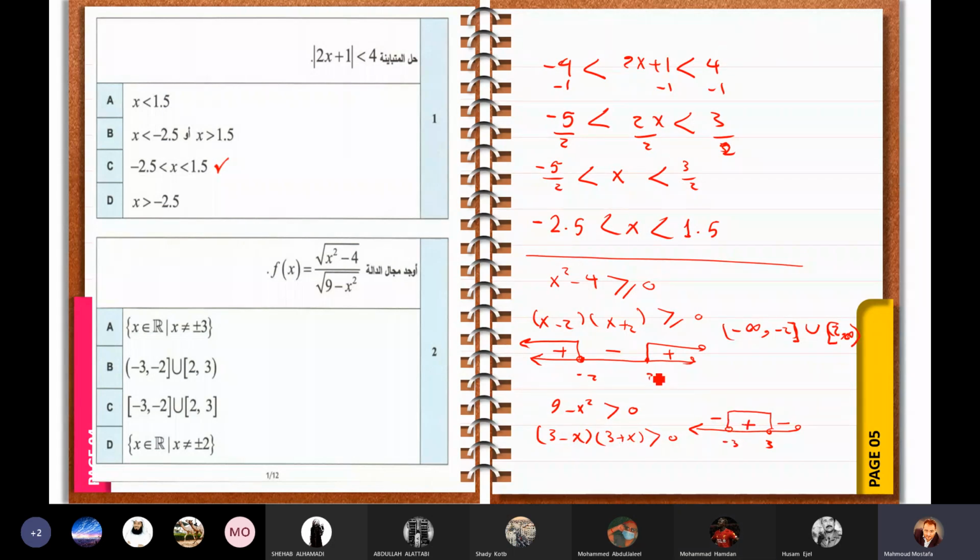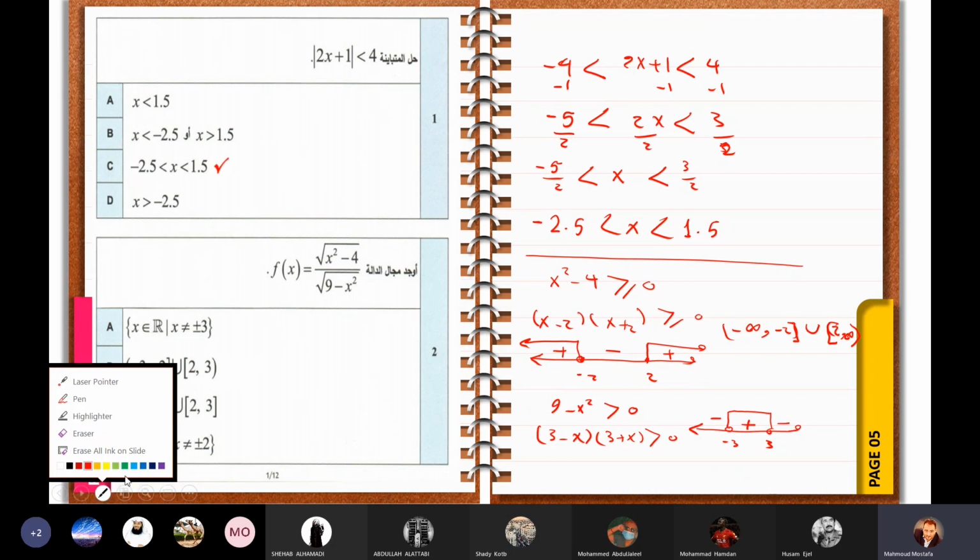Okay. Can we put both together to find the intersection? Okay. Just I will change the color. 1 minute.